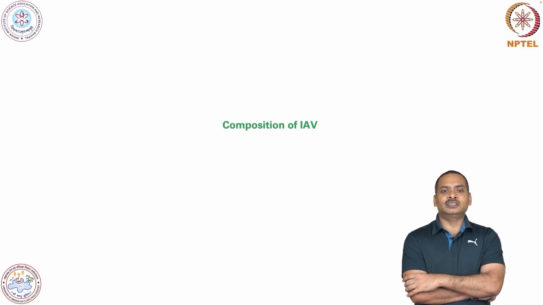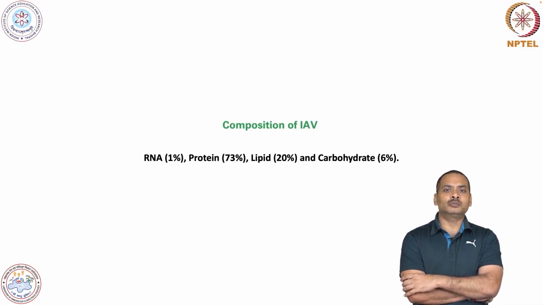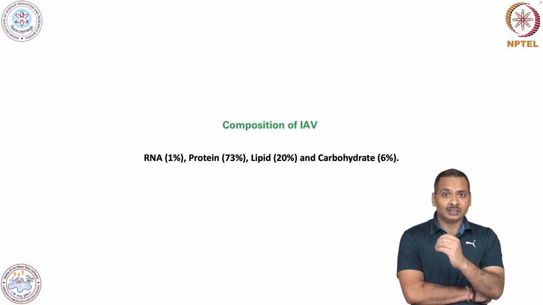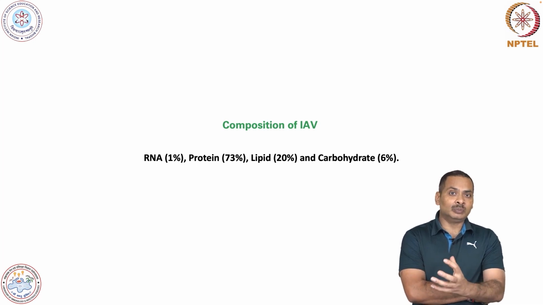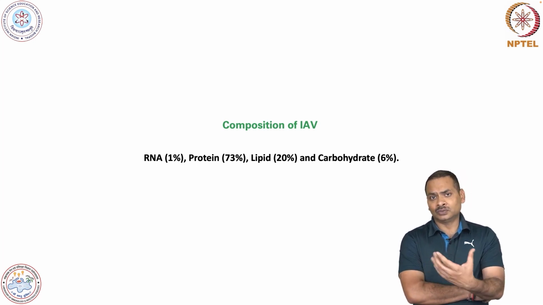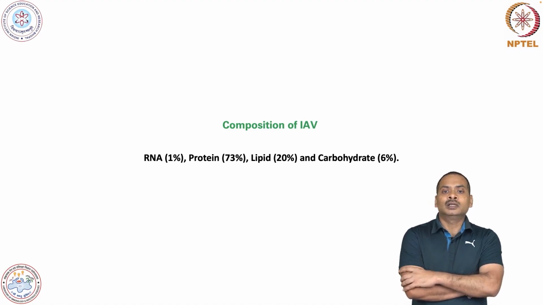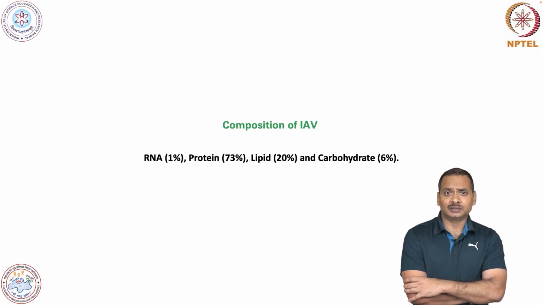Here you can see that this virus consists of 1% RNA, it has a 73% protein component and a 20% lipid component. So, try to understand this is an enveloped virus, and this virus receives the envelope from the host cell, and it also has carbohydrate, about 6%.